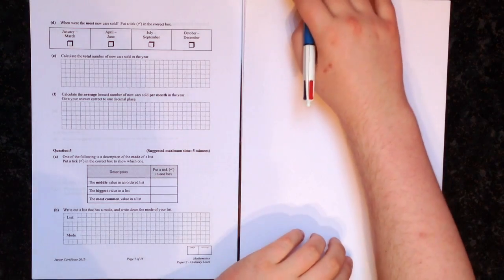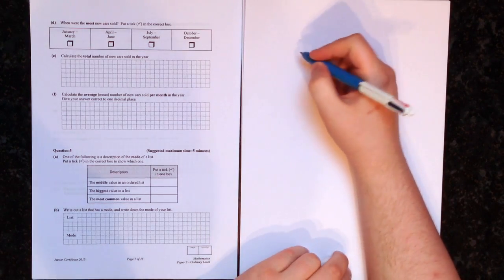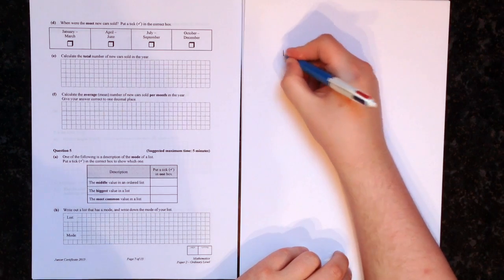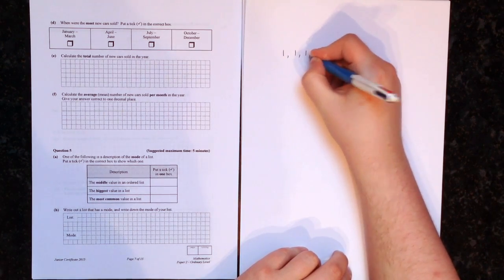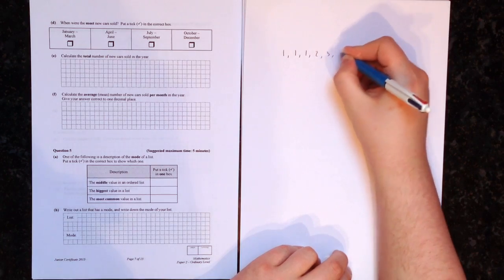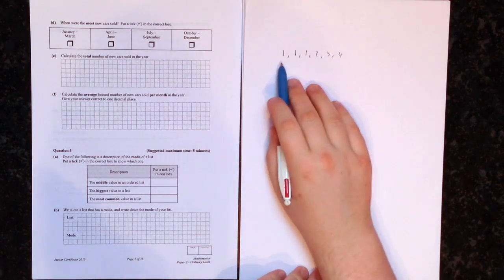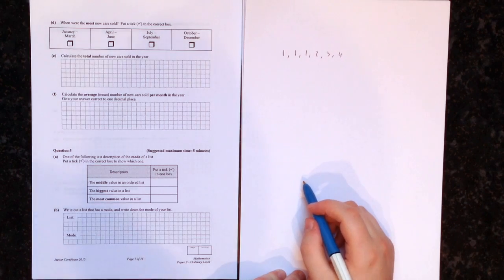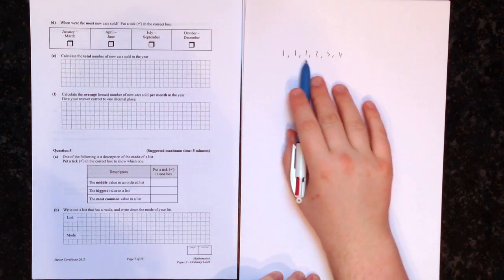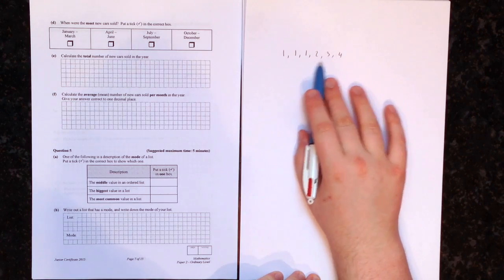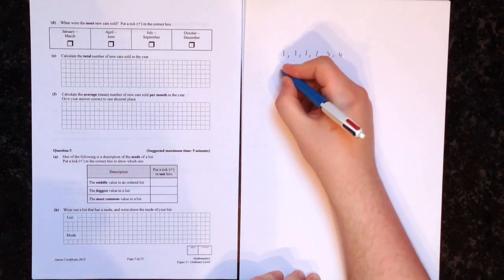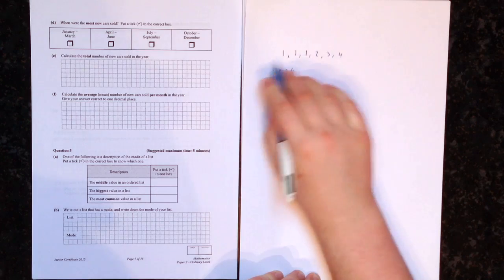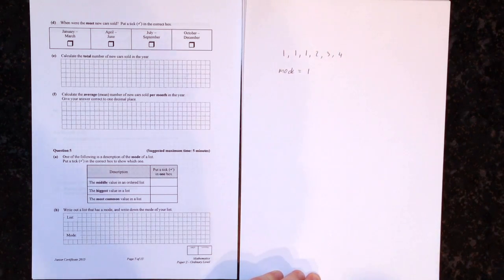Part B says write out a list that has a mode and write down the mode of your list. So we can choose any sort of list. I'm going to just choose a short list of numbers. So I'm going to say 1, 1, 1, 2, 3, and 4. So there is a list of numbers, and the mode is the most often occurring number, which will be 1, because there are 3 ones, and there is only 1 occurrence of each other number. So the mode of this list will be equal to the number 1.